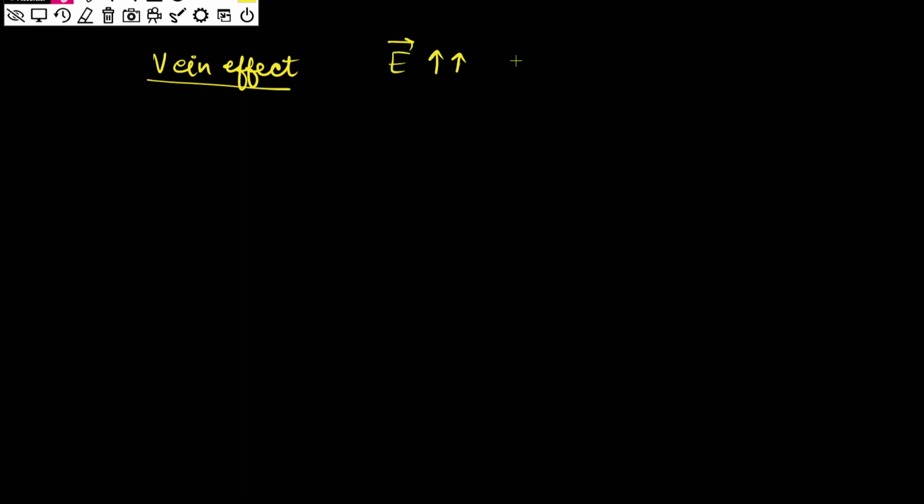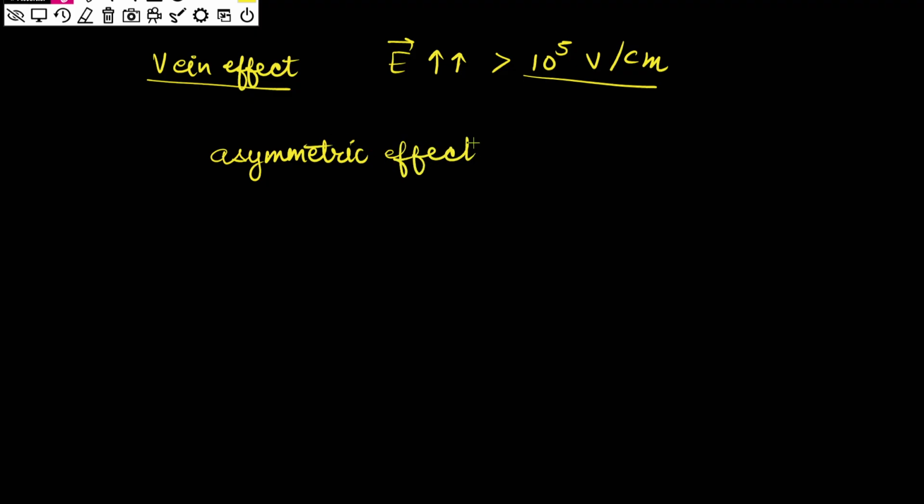Now there are other important effects which we need to know. One of them is the Wien effect. What is the meaning of the Wien effect? The Wien effect says that if you are applying a very high electric field, suppose greater than 10 to the power 5 volt per centimeter, then all the effects are removed. Basically, the asymmetric effect which was earlier existing is removed on the application of this high amount of electric field.